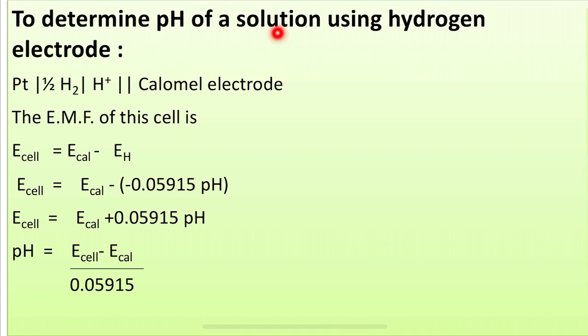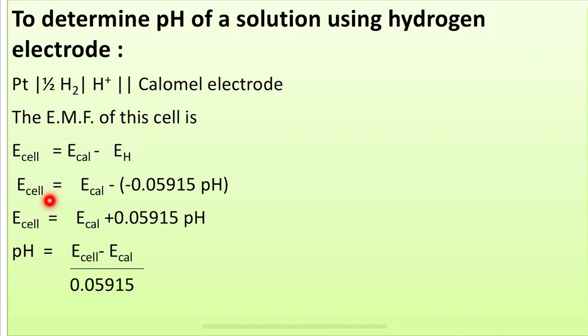And to determine the pH of a solution using a hydrogen electrode, what we are going to do is, a hydrogen electrode is set up by dipping into a solution containing hydrogen ions. This experimental electrode is connected to a standard calomel electrode to form a cell, and that cell is represented as Pt, H2 | H plus, which is connected through a salt bridge with a calomel electrode. The EMF of the cell is calculated by EMF of the cell equals EMF of the calomel electrode minus EMF of the hydrogen electrode.